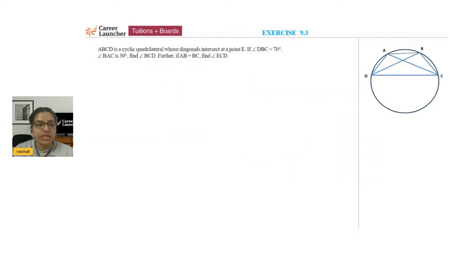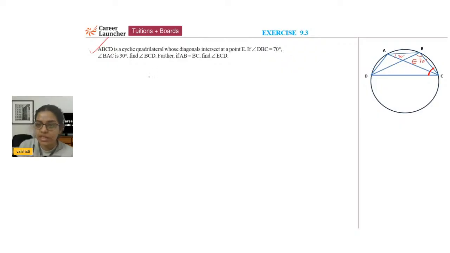Now the next question is, ABCD is a cyclic quadrilateral whose diagonals intersect at E. So for instance, this is the cyclic quadrilateral and they intersect at E. The angle given is DBC is 70 degrees, BAC is 30 degrees. Okay, so these two angles are given to you. And further, we need to find angle BCD. So BCD is this whole angle which we need to calculate.